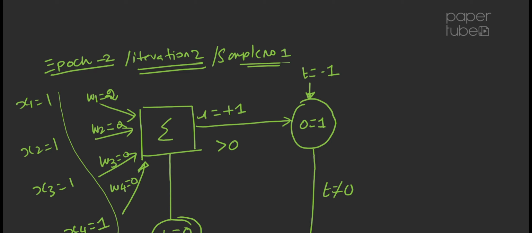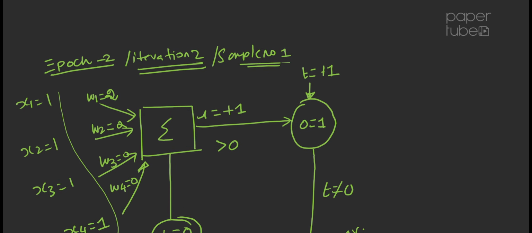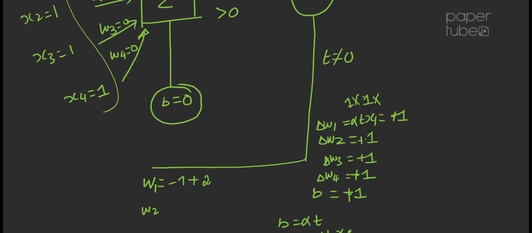T is not equal to 1. 1 multiplied by 1. This should be equal to +1. Delta W2 all +1. Delta W4 is +1. B is equal to +1. Yeah, I made some mistake here. So this should be the correct value. So alpha T1 is 1 multiplied by 1, because this target value is equal to 1, not -1. So 1 multiplied by 1 multiplied by 1, that makes 1.